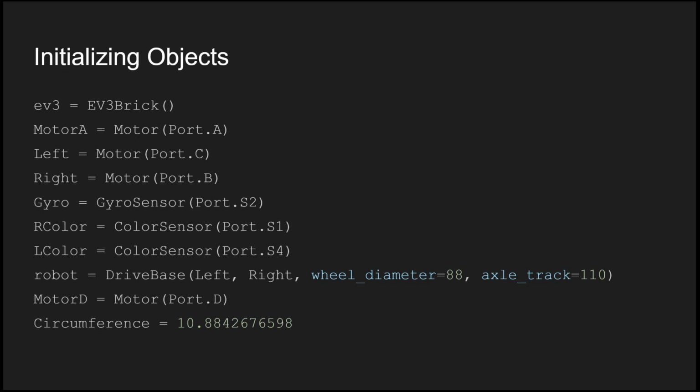This is where you state all of your objects and their names. The objects include your motors, sensors, brick, and drive base. You will need to initialize any objects you want to use and give them a simple and easy to understand name.